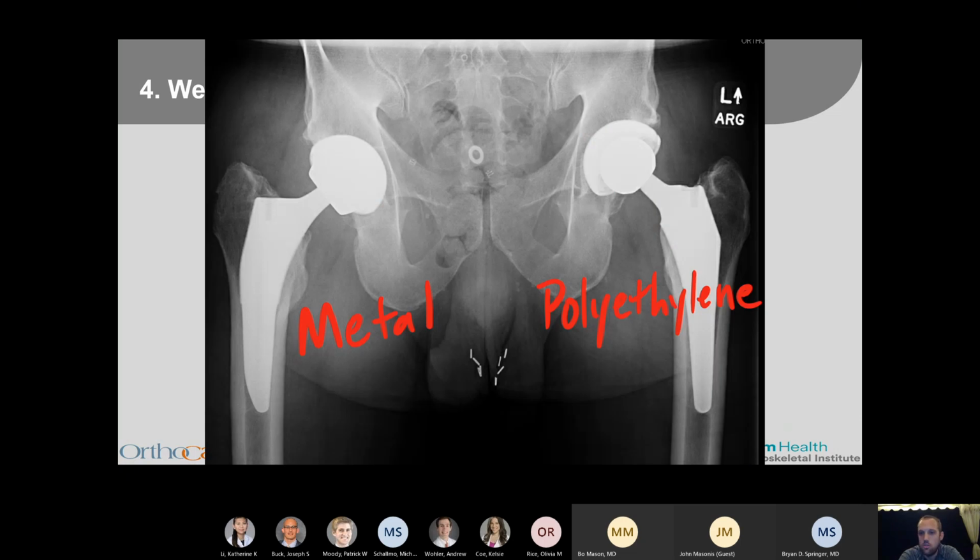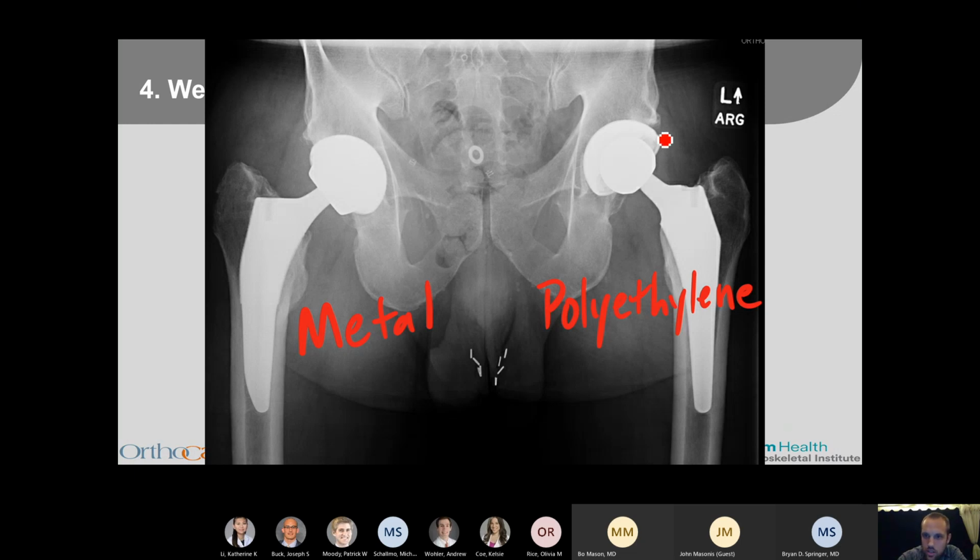They will potentially ask about metal on metal hips some. Here's just, if you haven't seen an x-ray of these before, it can be challenging to identify when you're looking at one. This is actually a patient from Dr. Mason's clinic who had a metal on metal hip on one side and a polyethylene on the other.